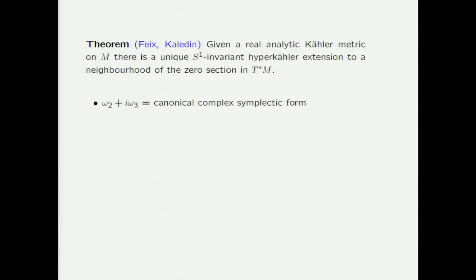Well, there are a number of ways of looking at this. One of them goes back to the work of Kaledin and a former student of mine, Berta Fikes, which says that actually, given any real analytic Kähler metric on a manifold, I've called it here M, but anyway, on some manifold, there's a unique S1 invariant hyperkähler extension to a neighborhood of the zero section in the cotangent bundle. So this is the complex cotangent bundle of M. The circle action is just multiplication by e to the i theta in each fiber. And two of the hyperkähler forms, omega 2 and omega 3, are just the real and the imaginary parts of the canonical complex symplectic form on T star of M.